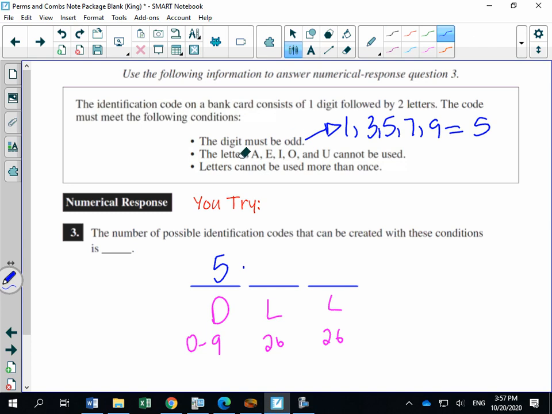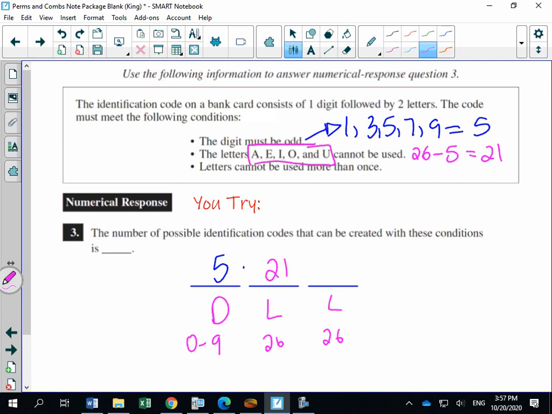It says they're going to give us restrictions now on letters. The letters A, E, I, O, and U cannot be used. So they're not going to use any vowels. So we had 26 letters in our alphabet, and they're taking 5 total letters out of the game. So what that means is that I now only have 21 letters that I could use. So that will go here.